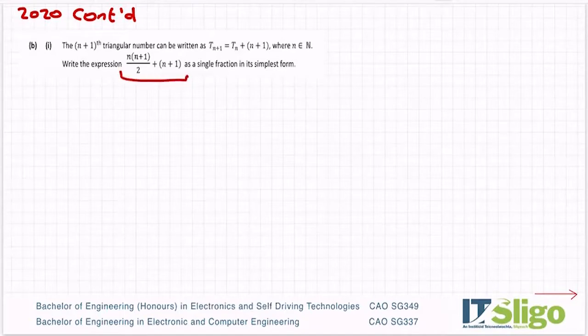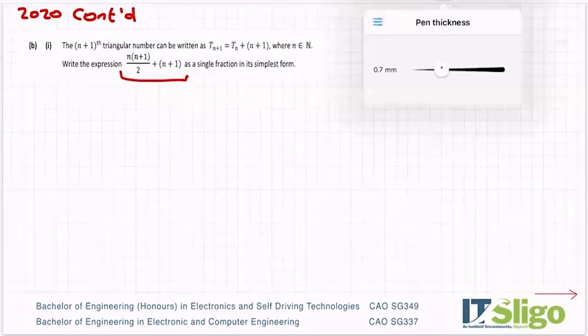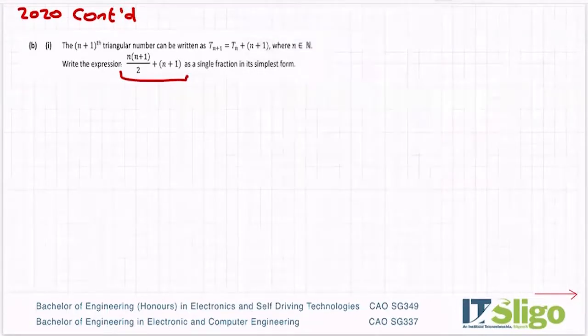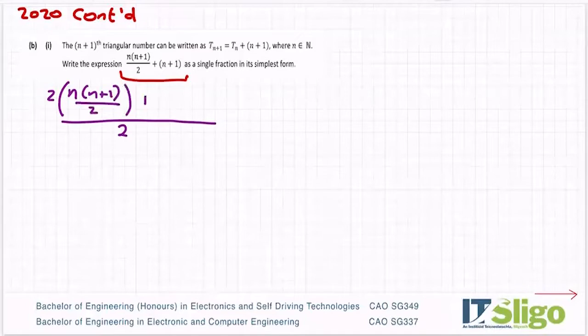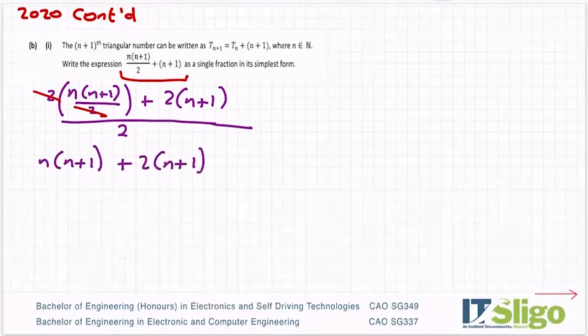Okay, so as with any other fraction, we get a common denominator. So my common denominator is going to be 2. So let's multiply everything by 2, plus 2 times n plus 1. The 2 cancels, so that you get n times n plus 1 plus 2 times n plus 1 over 2.